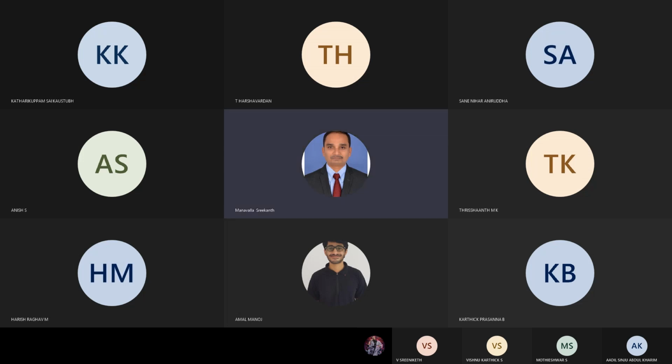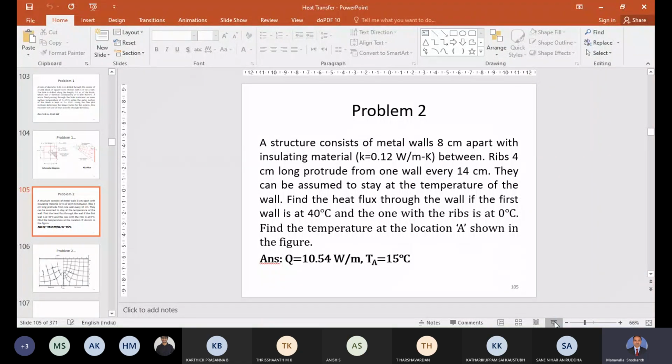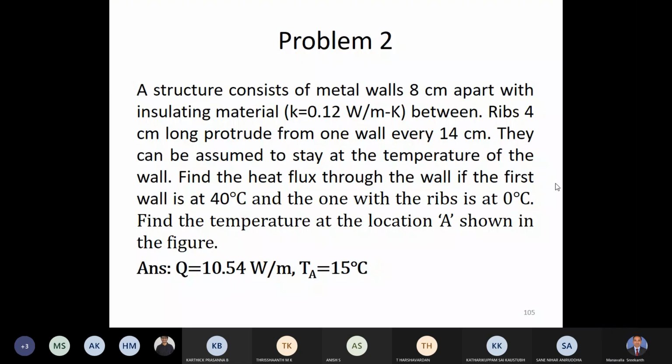Okay, so this is the problem we can take up for starting today's class. Here you have a structure consisting of metal walls 8 centimeters apart with insulating material between. Ribs 4 centimeters long protrude from one wall every 14 centimeters. They can be assumed to stay at the temperature of the wall. Find the heat flux through the wall if the first wall is at 40 degrees and the one with the ribs is at 0 degrees. Find the temperature at the location A.